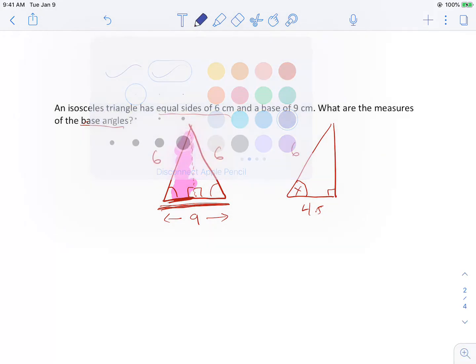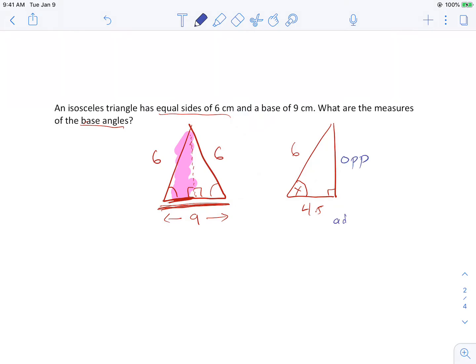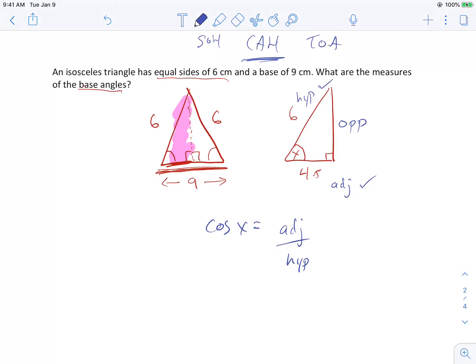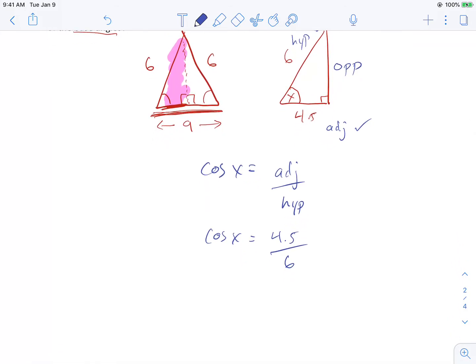So let's label this triangle. We have opposite, we have adjacent, and we have hypotenuse. And we need to use the values we have, which is adjacent and hypotenuse. So if you look at SOHCAHTOA, what has adjacent and hypotenuse? Well, obviously cosine. So we'll use cosine x equals adjacent over hypotenuse. Cosine x equals adjacent, which is 4.5, divided by 6. Turn that into a number, and we get 0.75. Now, we are looking for an angle, and that means you need to use second function or shift.